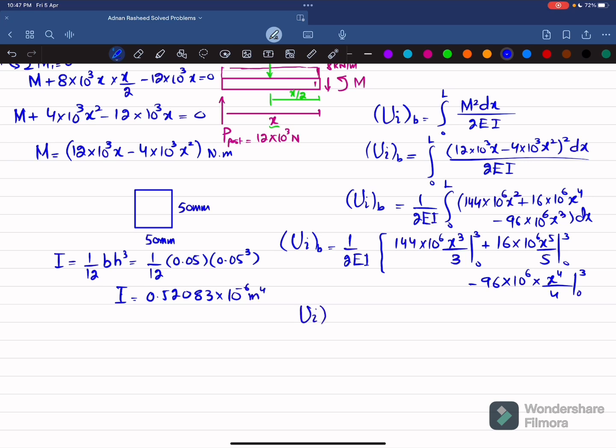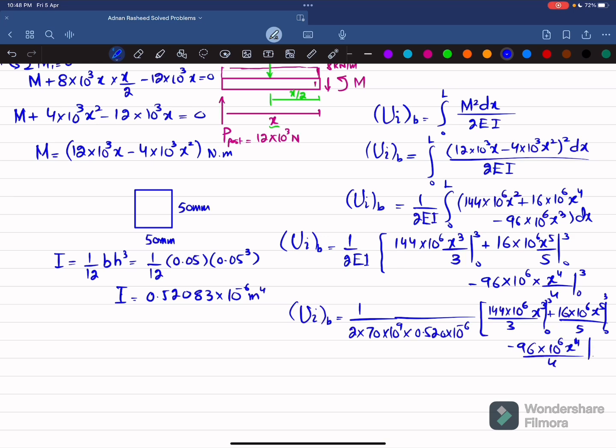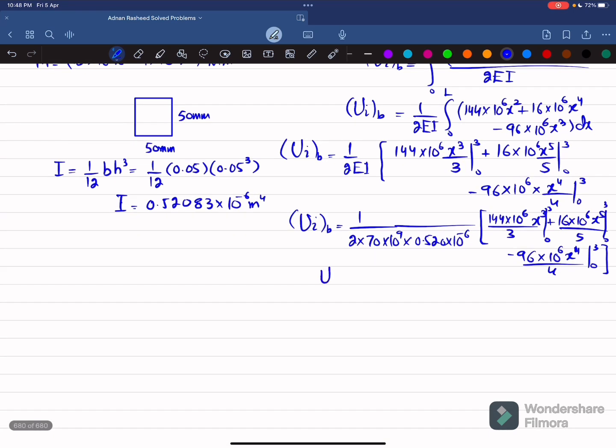Now you have all the values, so you can just put it: 1 over 2 multiplied by E, which is 70 gigapascal, 70 into 10 to the power 9, multiplied by 0.520 into 10 to the power minus 6, multiplied by all these values: 144 into 10 to the power 6 divided by 3 x cube, plus 16 into 10 to the power 6 x5 divided by 5, with limit from 0 to 3, plus minus 96 into 10 to the power 6 x4 divided by 4, with limit from 0 to 3. When you solve this, you will get 1777 joules, or that is equal to 1.78 kilojoule.